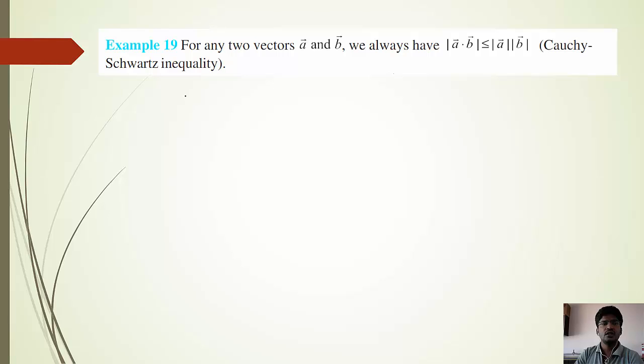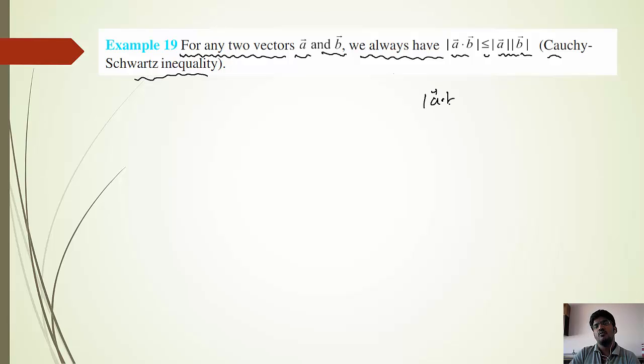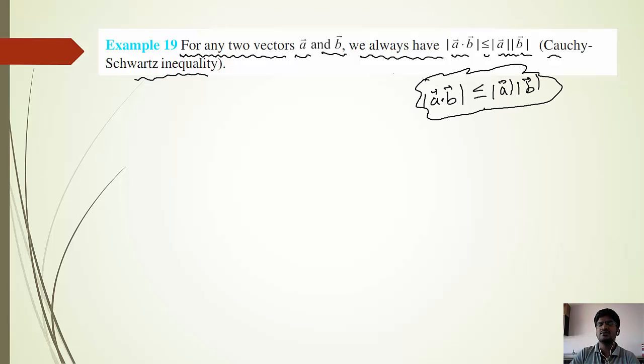Okay, very good. So here for any two vectors a and b, we always have magnitude of a dot b is lesser than or equal to magnitude of a into magnitude of b. This is called the Cauchy-Schwarz inequality. That means mod of vector a dot vector b should always be lesser than or equal to mod of vector a into mod of vector b. This is a true statement, and this true statement has to be simplified now.